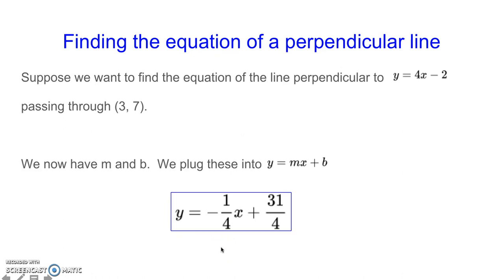So now we have the slope, negative 1/4. We have b, 31 over 4. We plug those in, and we get y equals negative 1/4 x plus 31 over 4. That's the equation of the line perpendicular to this original line that passes through this point.